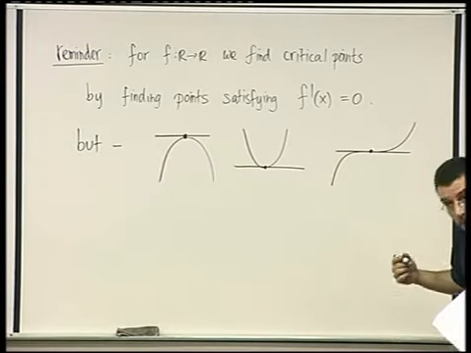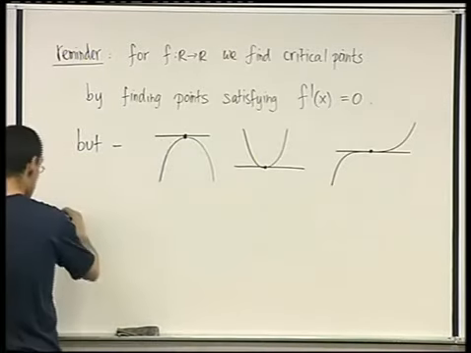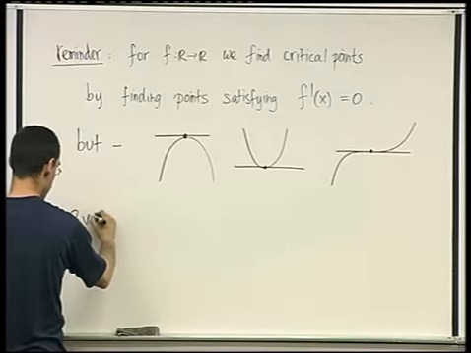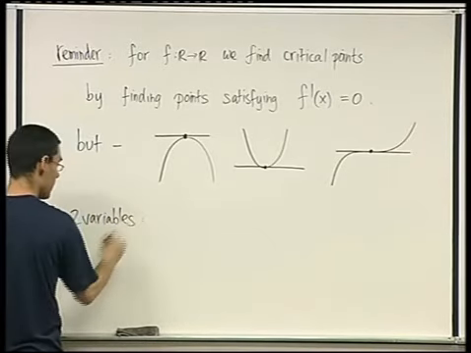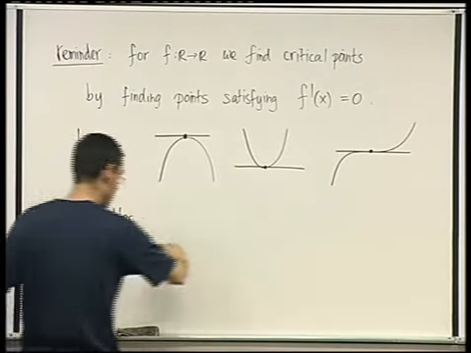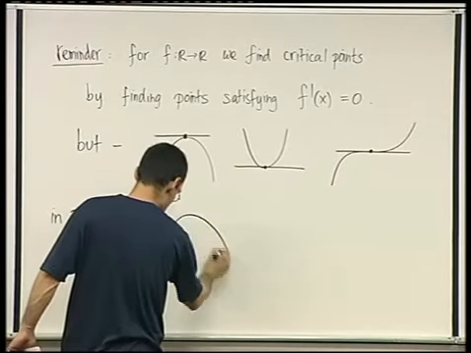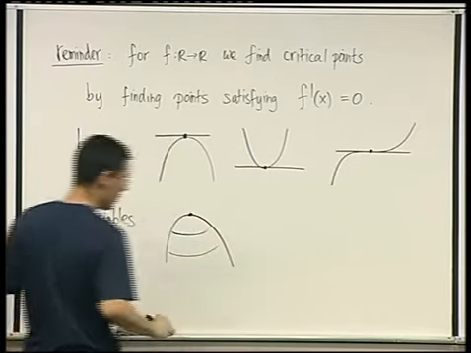Okay. The same thing is going to happen for two variable functions. It's just going to be a bit more complicated. So in two variables, for example, are we going to have situations like this? Yes, that's precisely going to be the situation where we have a local maximum, right? Something like this.